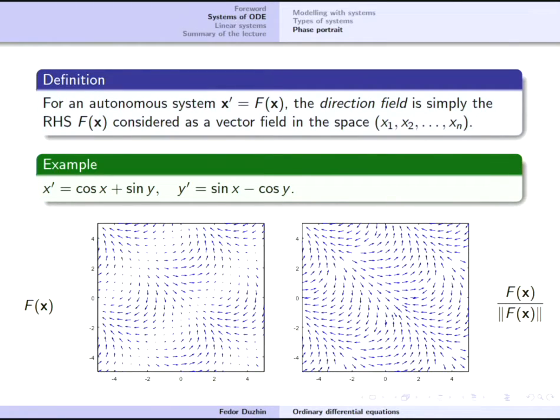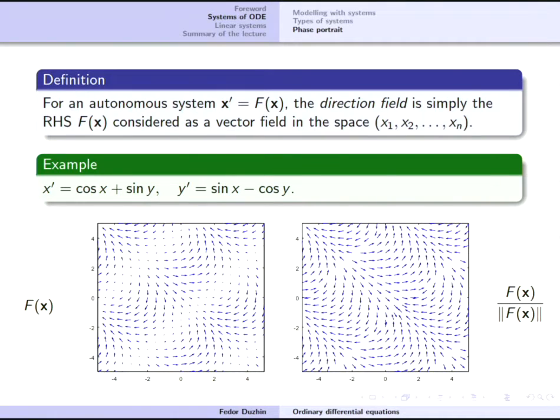pair x and y, we can compute the corresponding cosine x plus sine y. It's going to be the x component of the direction field, and sine x minus cosine y is going to be the y component of the direction field. And then we just plot it as a vector field.